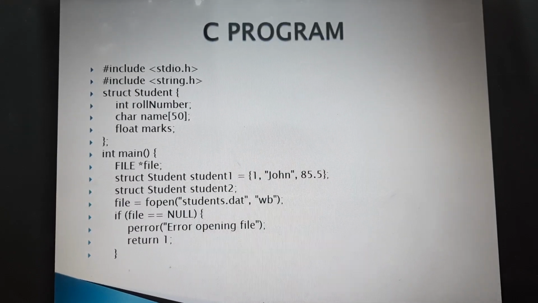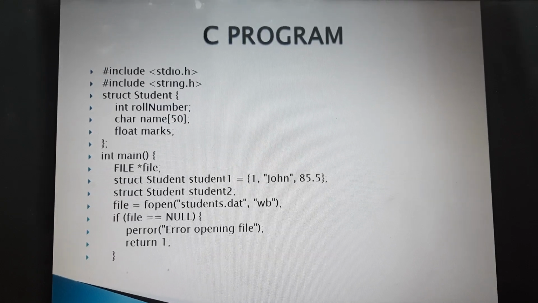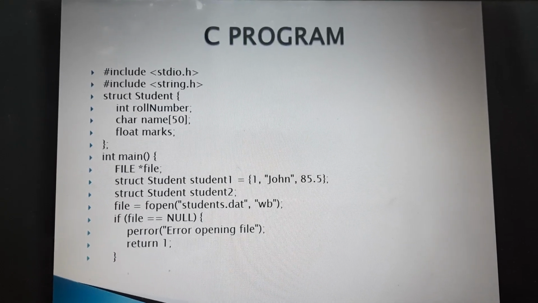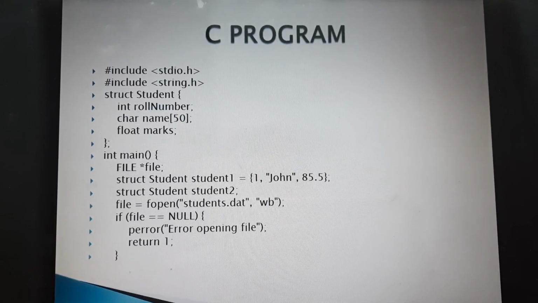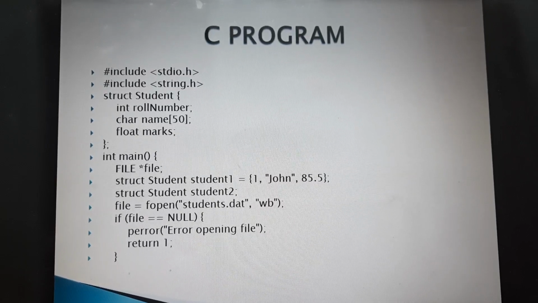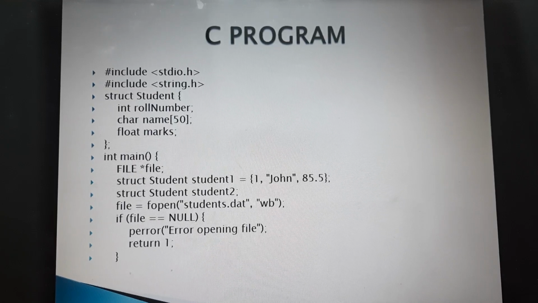Now we are going to see the C program. First we include the header file #include stdio.h and then string.h. And at first itself I said that our aim is to read the content from a binary file and write the content into another binary file. For that, here we are moving on with the structures.